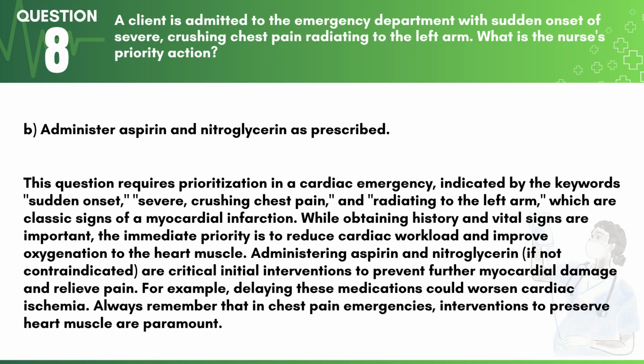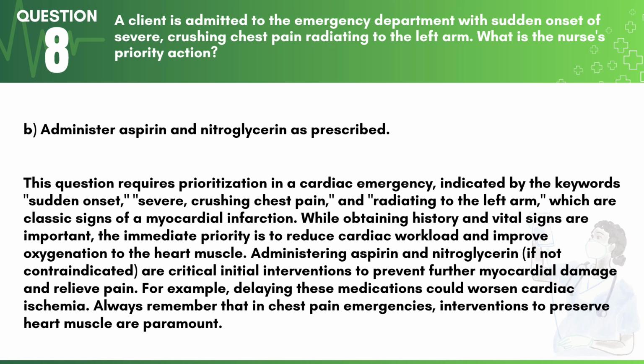Answer. B. Administer aspirin and nitroglycerin as prescribed. This question requires prioritization in a cardiac emergency, indicated by the keywords, sudden onset, severe, crushing chest pain, and radiating to the left arm, which are classic signs of a myocardial infarction. While obtaining history and vital signs are important, the immediate priority is to reduce cardiac workload and improve oxygenation to the heart muscle.